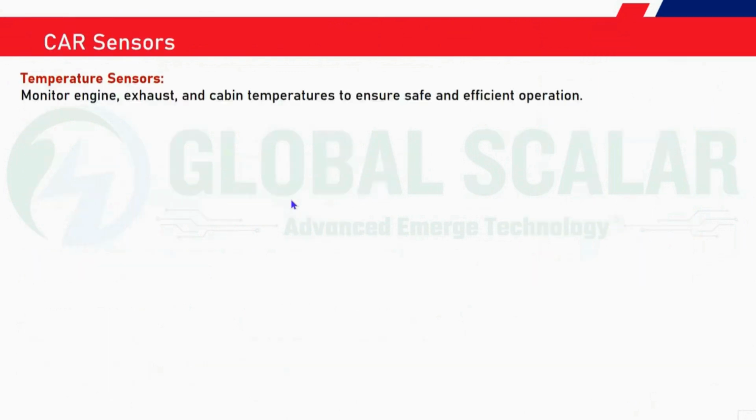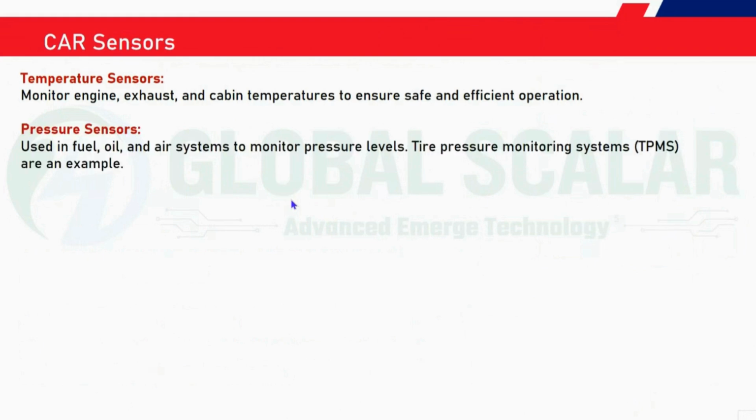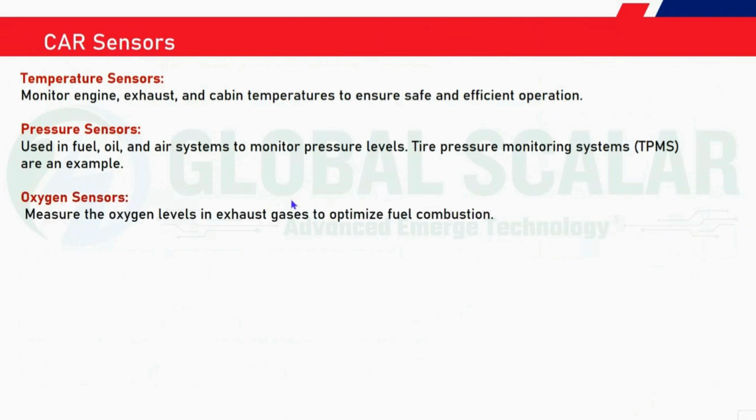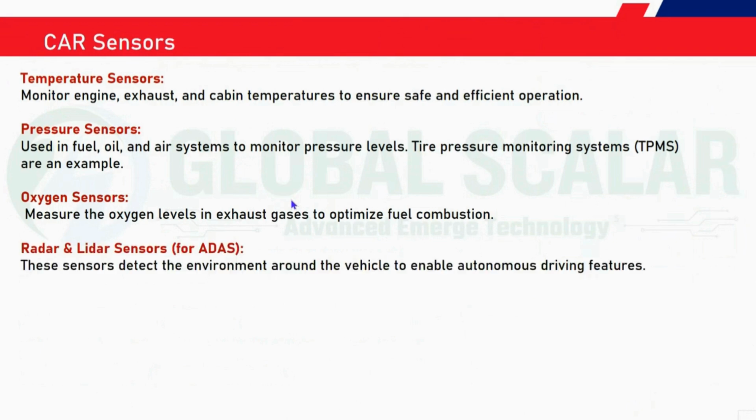What are the different types of sensors? The temperature sensor monitors the engine, exhaust, and cabin temperature. It is specific to safe and efficient operation. And the pressure sensor monitors the pressure levels of the fuel, air, and oil systems, and it even comes as part of the TPMS, the tire pressure monitoring system. So those are examples. And oxygen sensors measure the oxygen level in the exhaust gas to optimize fuel consumption.